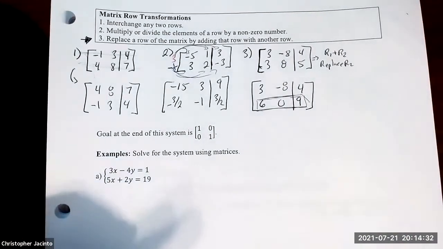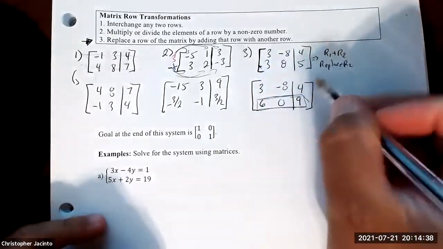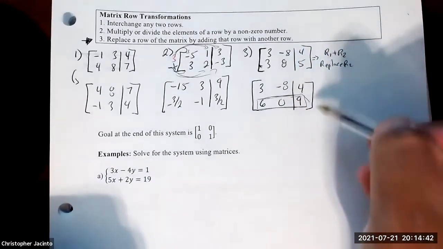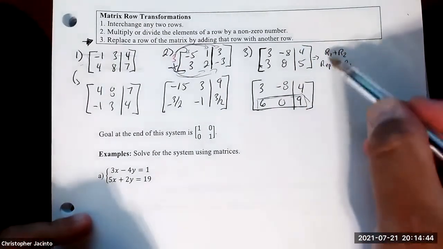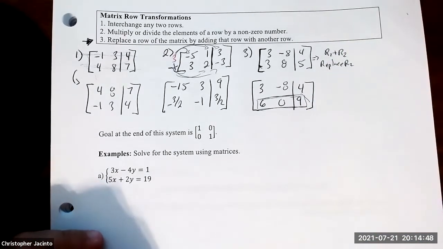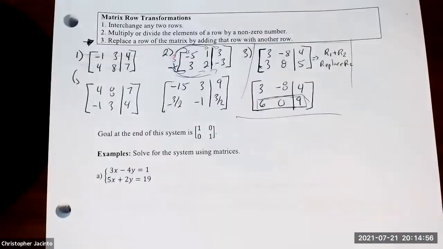Okay? But the thing is, you can only replace one row at a time. That's the reason why row 1 had to stay the same, because I can only change one whole row at one single time. I can't do it twice. So I can do it again, but I can only do it in one single step there. Okay, so any questions on what we just did?